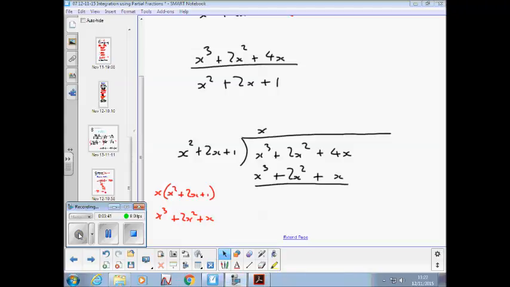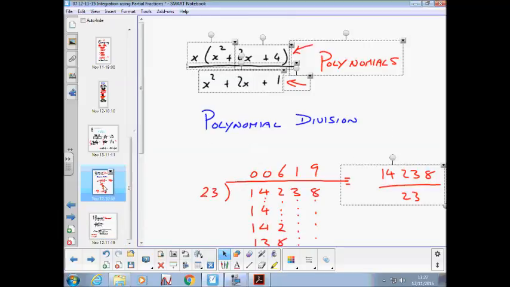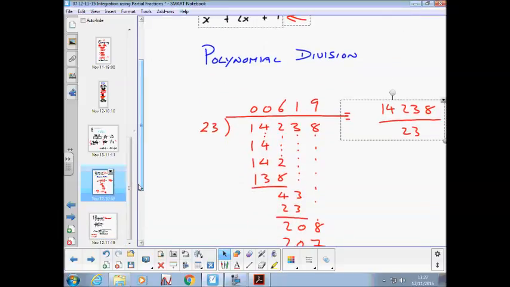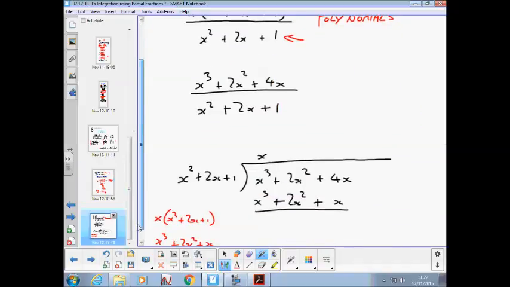Think back to the division. When we looked at that division, once you've got it, it's quite straightforward. What did I do? How many 23s are there, for example? We said, how many 23s are there in 142? Well, 6. In this particular example, what have I got to times x squared by to get x cubed? x. And that's what goes at the top.